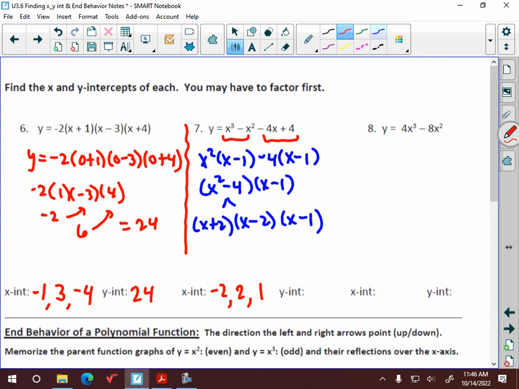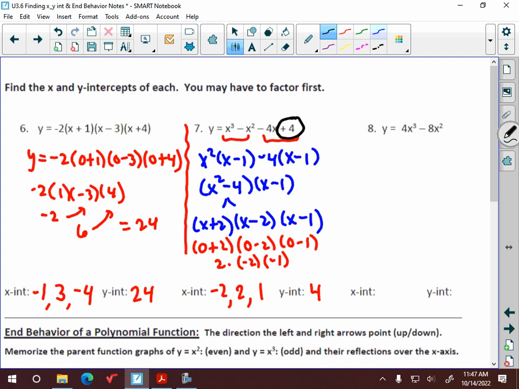But we can check it again by plugging 0 in the factored form, and we should get the exact same answer. All right, so 2 times negative 2 is negative 4, times negative 1 is positive 4. Again, when it's in standard form, it's going to be that constant term.